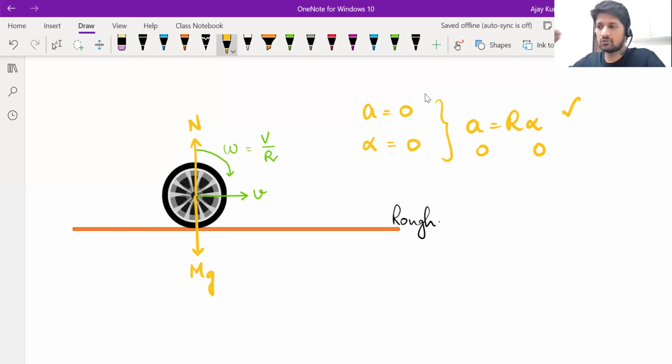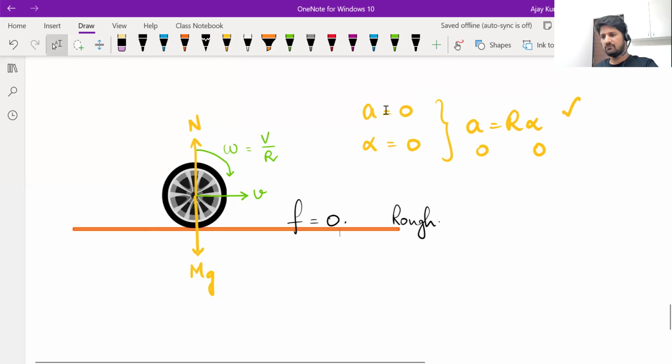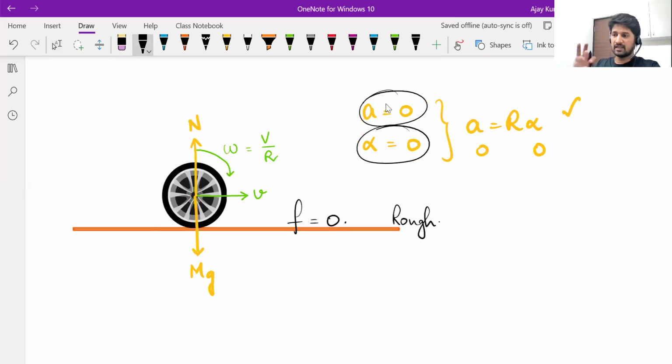Now, if it is anyway going to do pure rolling, what is the need for friction to act? It won't act. Okay. So here, even if it's a rough surface, the friction acting will be 0 because V is already equal to R omega. Had V not been equal to R omega, friction would have acted. Or had there been some other forces to disturb velocity, to produce acceleration, or to produce alpha in an imbalanced manner, then also friction would have acted. But here, nothing of that sort is present. So there's no need for friction to act.